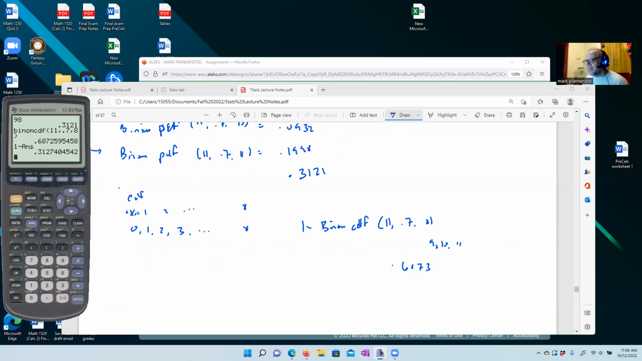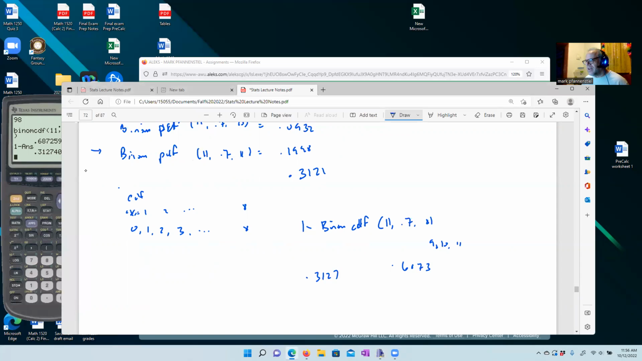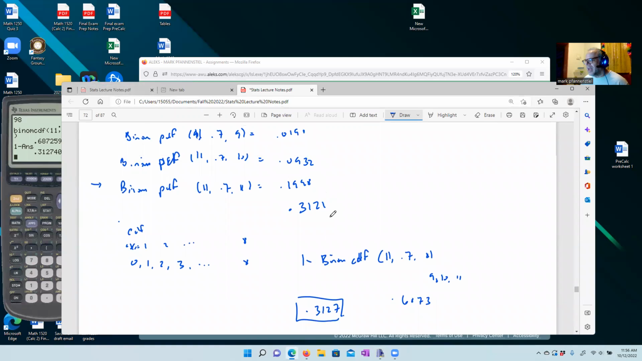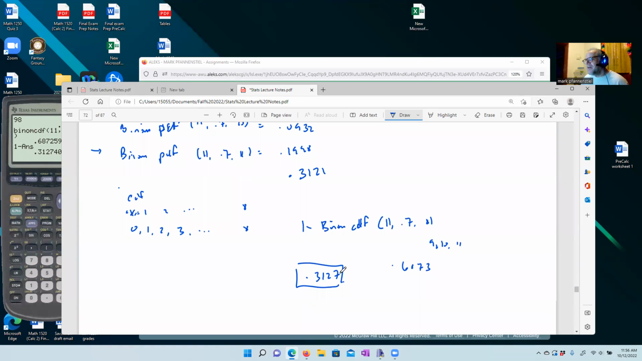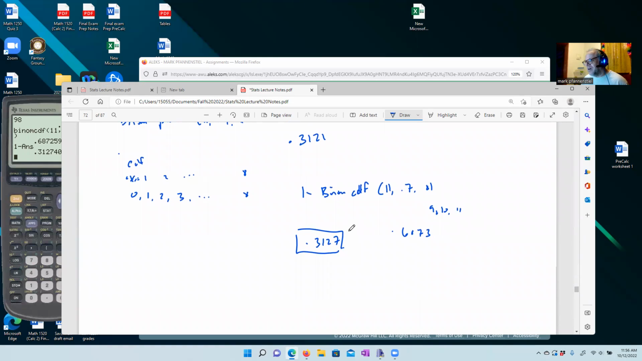I probably rounded in a different spot. I think this 0.3127 is probably the more accurate answer, because I have a feeling I messed up one of my numbers here. So again, in a face-to-face class, if I see this, I'm just going to mark it right. And if you do it this way, I'm going to mark it right as well. But Alex is going to be pickier, so you need to be careful when you do this.